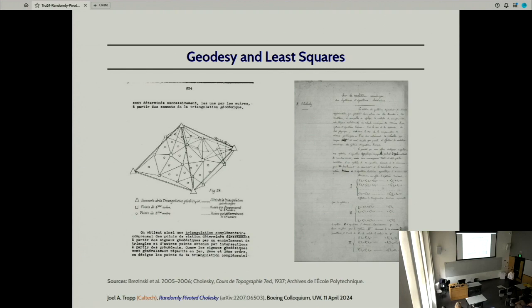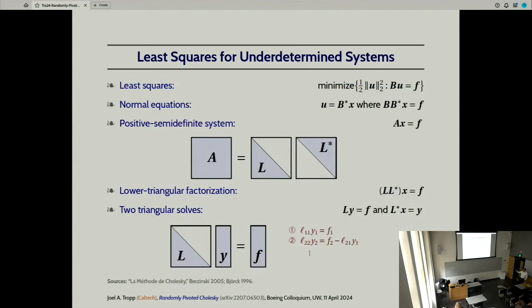which he described in this manuscript. Here's a copy of the first page, Sur la résolution numérique des systèmes d'équations linéaires, roughly. Sorry, my pronunciation's terrible. And it's this method that we know today as Cholesky's method.